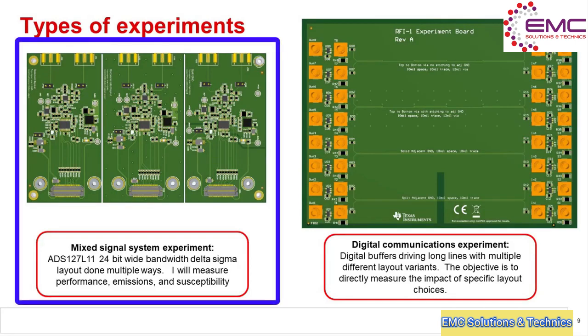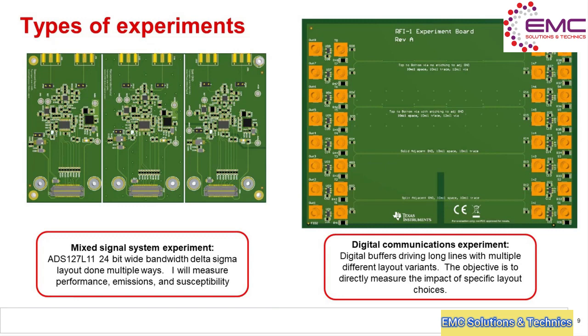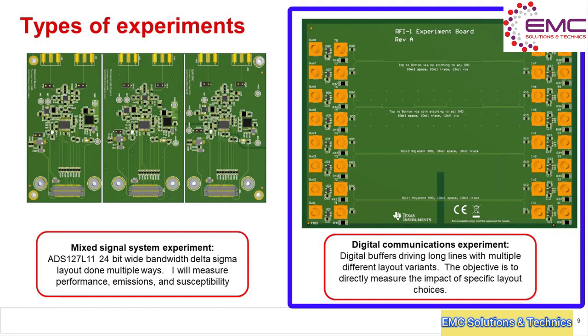One type of experiment uses a full analog signal chain similar to what was previously introduced. This circuit is duplicated multiple times with the same schematic but different layouts. The idea here is to compare good versus bad layout methods to show how the analog performance, RF emissions, and RF susceptibility are impacted. The second category of experiments are looking at digital communications. Typically, a long trace is driven by a digital signal, and the performance impact of trace spacing, grounding, and via placement on crosstalk and emissions is considered.